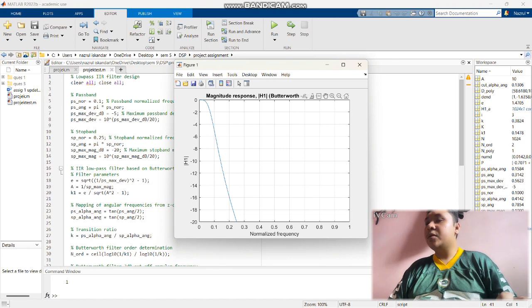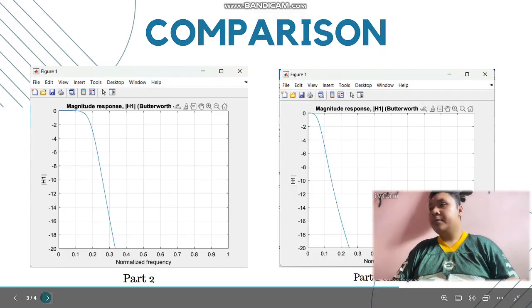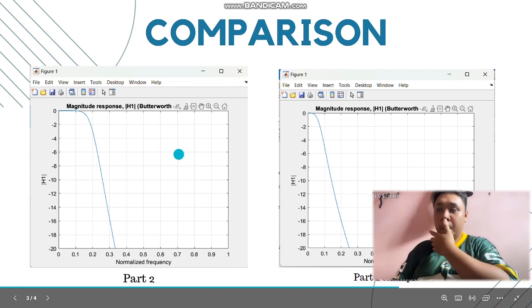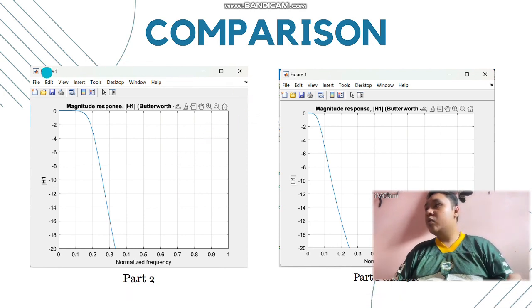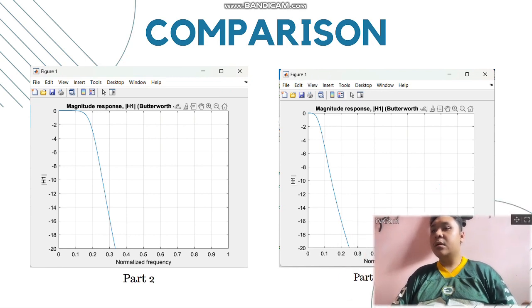So in this part 2 example, I put the passband equal to 0.1. So here is the passband 0.1. Then for the stopband, 0.25. So this is stopband 0.25. Okay, so this is the comparison of part 2 and the part 2 example.